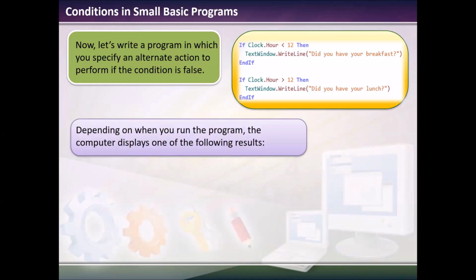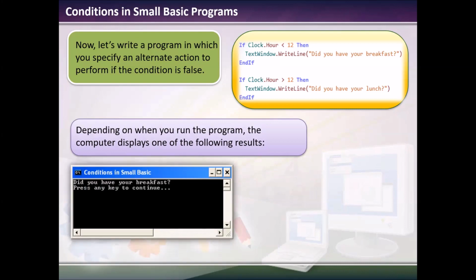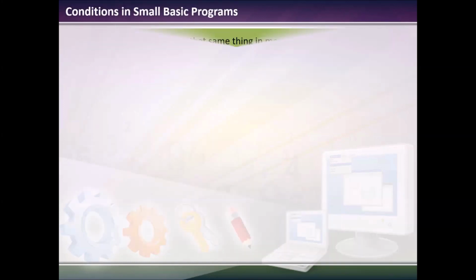Depending upon when you run the program, we'll have different results. Did you have your breakfast? These are what we call system properties. So this is going to be pulling from the date and time in your actual computer system as opposed to some sort of user-defined input, whether it's a mouse click, a mouse down, or something that you type in. Did you have your lunch?